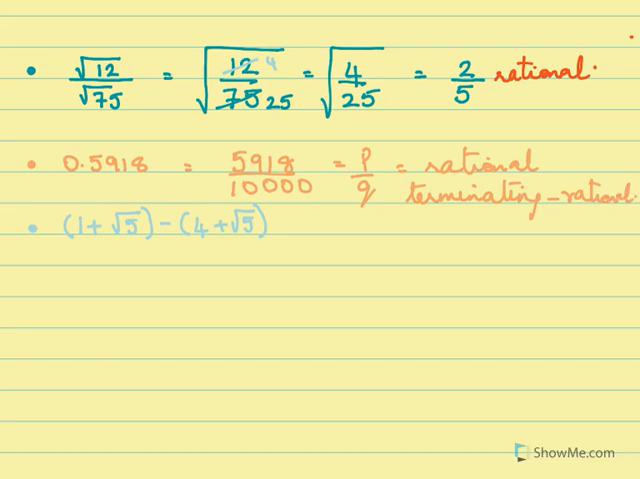Now for the next one, let us open the bracket. So it becomes 1 plus root 5. Now this minus goes inside, so minus 4 minus root 5. Now plus root 5 minus root 5 will cancel out. And what will remain is 1 minus 4 equal to minus 3. And you'll definitely agree minus 3 is rational.